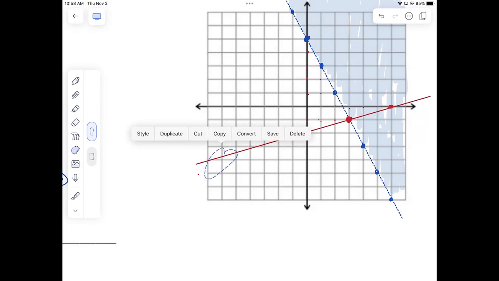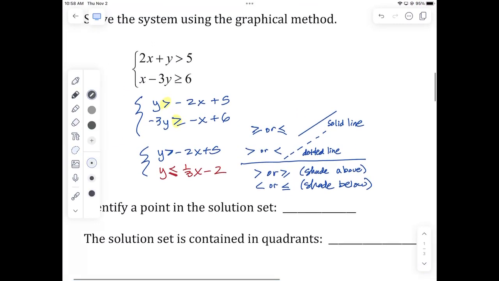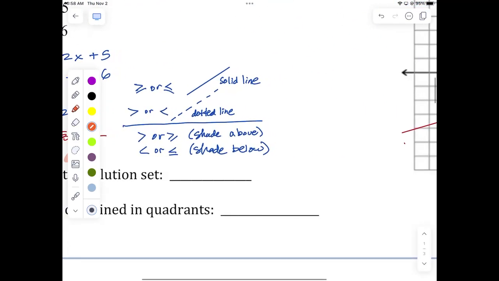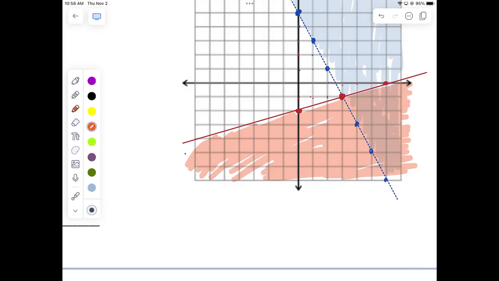There it is. Boom. And then I look over here and I decide where to shade. So let me switch to my red shader. It's so much fun choosing all of these colors. Do I shade above or below if it's less than? Below. So I come over here and shade below, everywhere below the line. Now you see there's a place where I'm shading twice, where the shading overlaps. That's the solution to the system of inequalities.